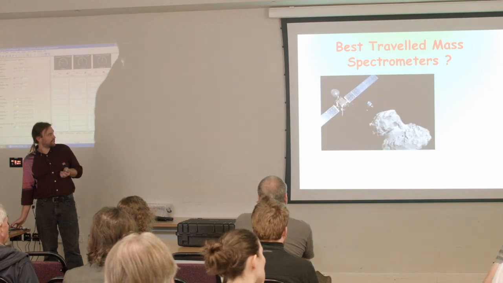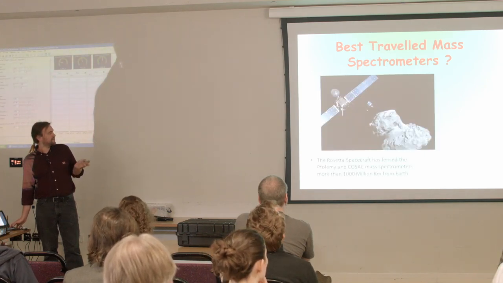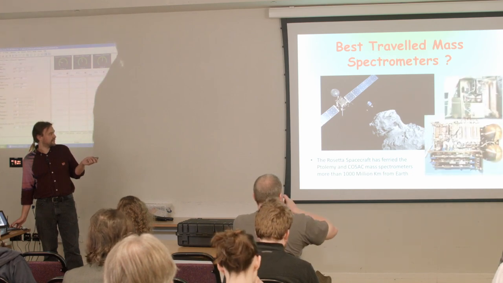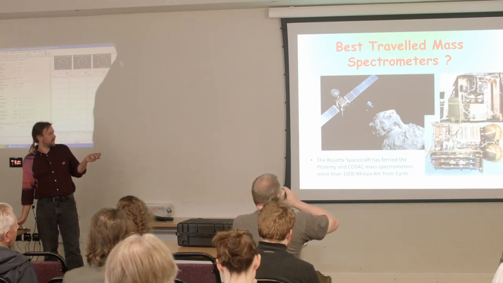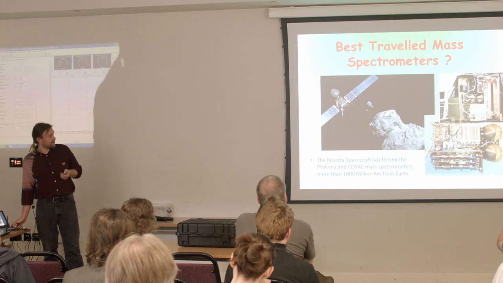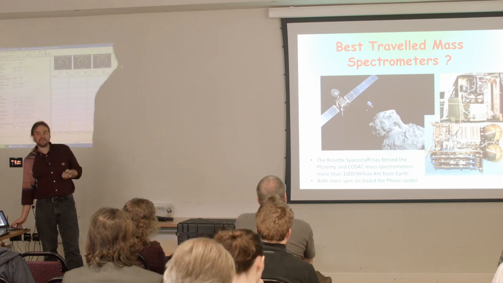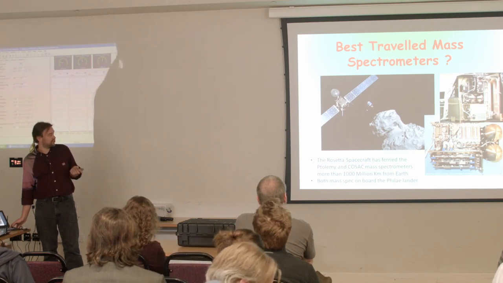Best travelled mass spectrometers. So this is the Rosetta space mission. There were two mass spectrometers on this, Ptolemy and Cosac, and they travelled more than 1,000 million kilometres, and they were actually on the Philae lander. So then they travelled onto the comet, and they measured the amino acids and the elemental composition on the comet.